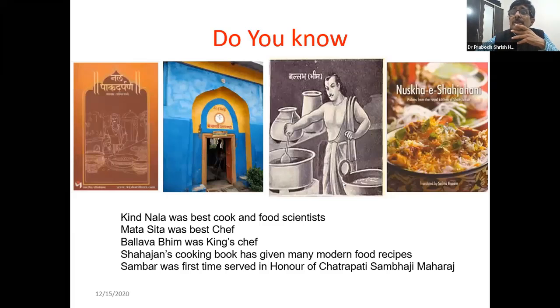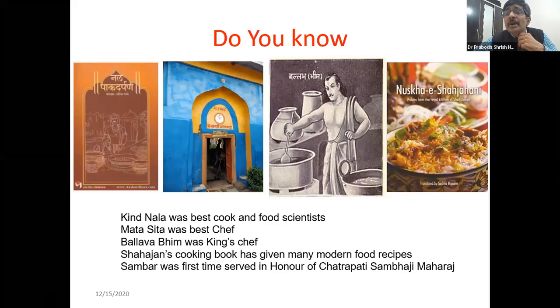Shah Jahan was a great cook and he wrote a book called Nuksa-e-Shah Jahan. You may not be aware that Gulab Jamun, Naan Katai, and various biryanis were all developed during the Mughal era. Hyderabad is famous for biryani. It was developed during that time, and India was so much developed.